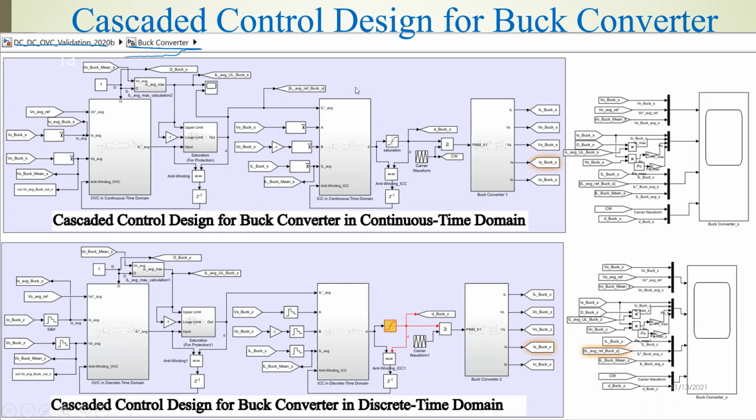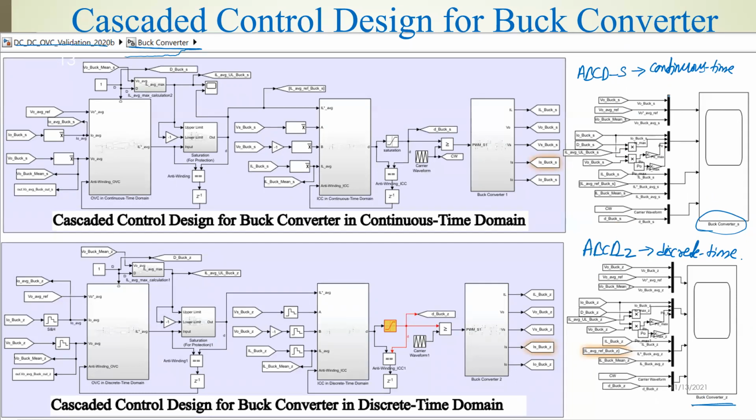Again we have some scopes to see the results, and you can notice that I use underscore s. Something like abc underscore s is for continuous time domain, and something like abcd underscore z is for your discrete time domain. The upper scope is for continuous time domain, and the lower scope is for discrete time domain. You can open and see various parameters here.